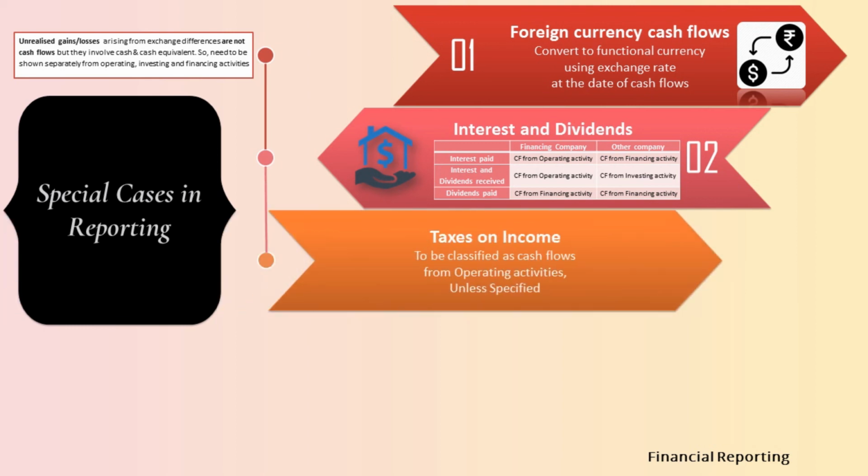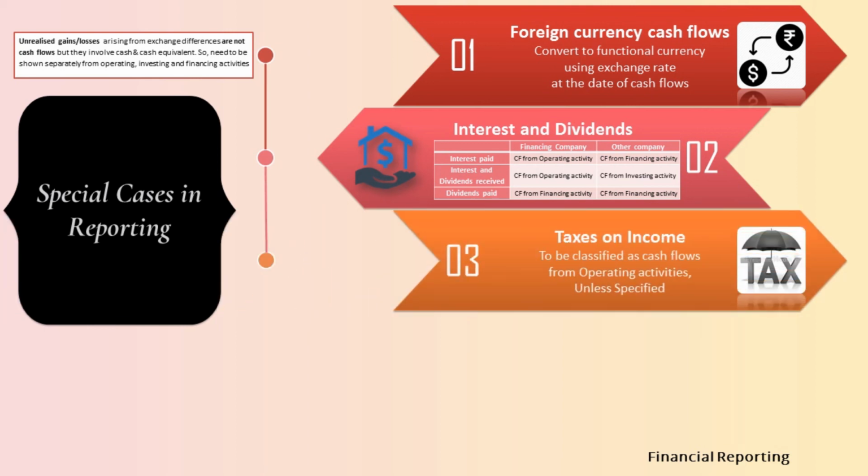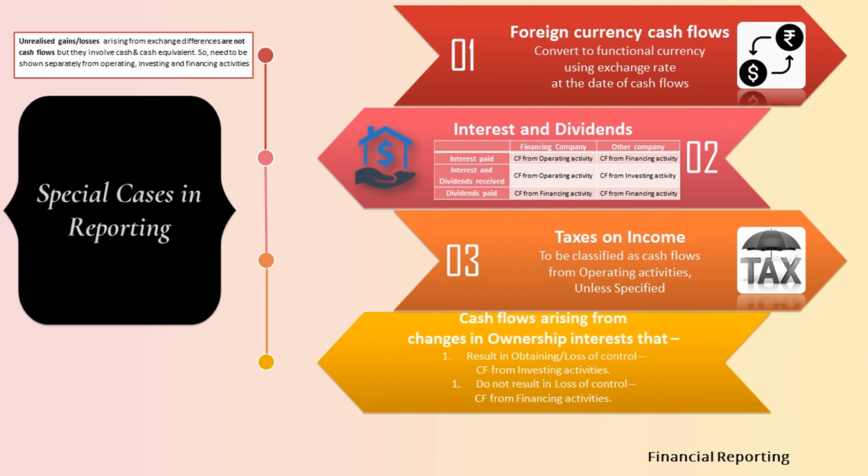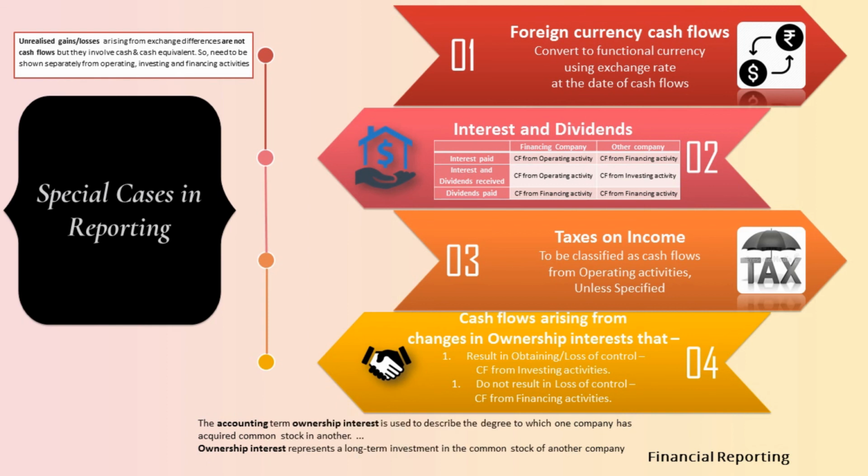Next special case, taxes on income. Always show this under operating activity unless specified to classify in investing or financing. Last special case, cash flows arising from ownership interest: if that results in obtaining or loss of control, classify under investing activity. If it does not result in loss of control, classify under financing activities.